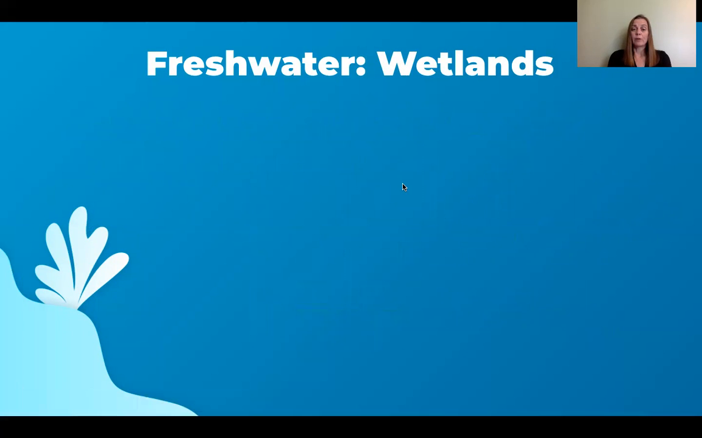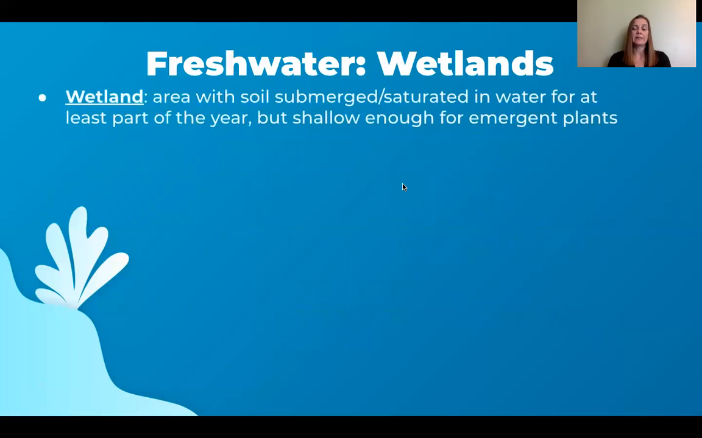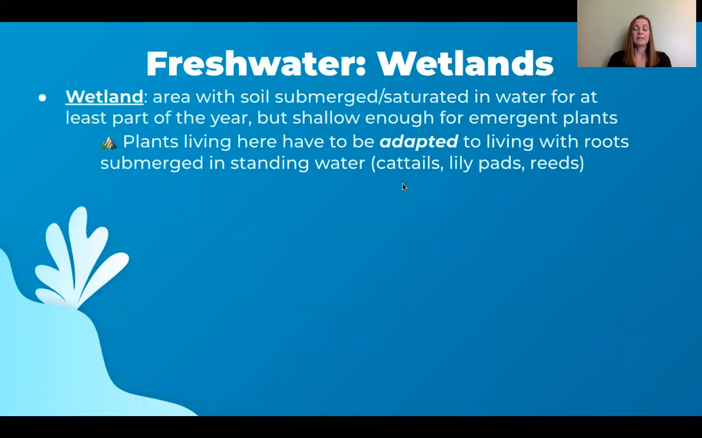We also have freshwater wetlands. And a wetland is an area where the soil is submerged or saturated in water for at least part of the year, but it's shallow enough for emergent plants. So this means that we have rooted plants growing in there and emerging above the water line. The plants that live there have to be adapted to living with their roots submerged in standing water. Not everything can live with its roots submerged in standing water. And so, again, very unique adaptations and characteristics. So these are things like cattails or lily pads or reeds or bald cypress.